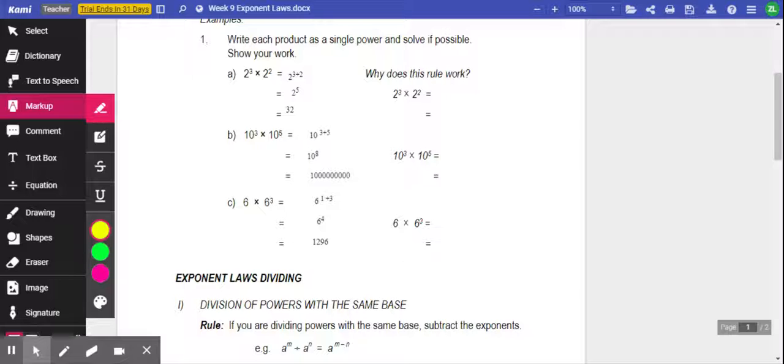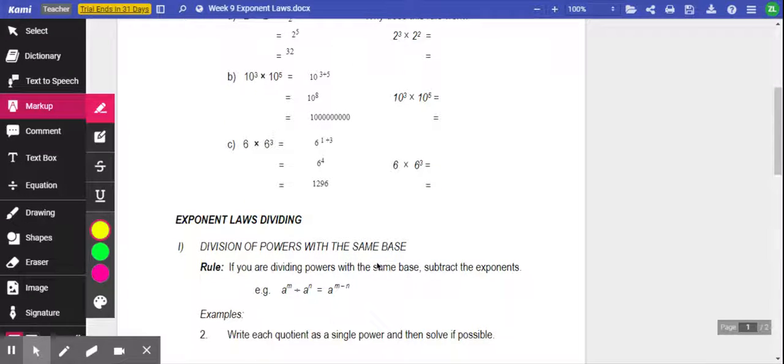Okay. In this case, we have 6 times 6 to the power of 3. Anytime it's just your number, you imagine an exponent of 1. So in this case, 6 to the exponent of 1 plus 3, or 6 to the power of 4. That then becomes 1,296. Okay.